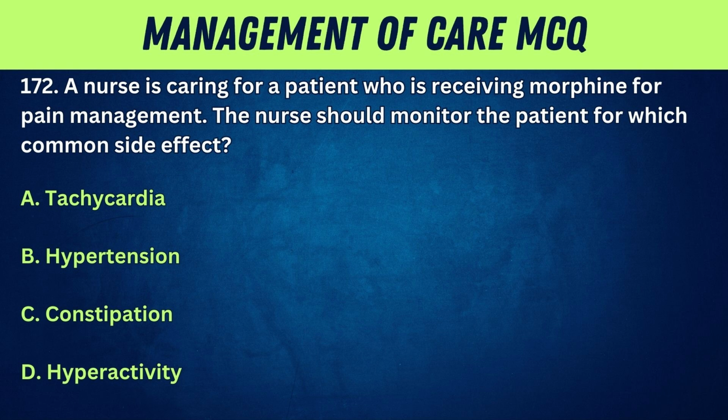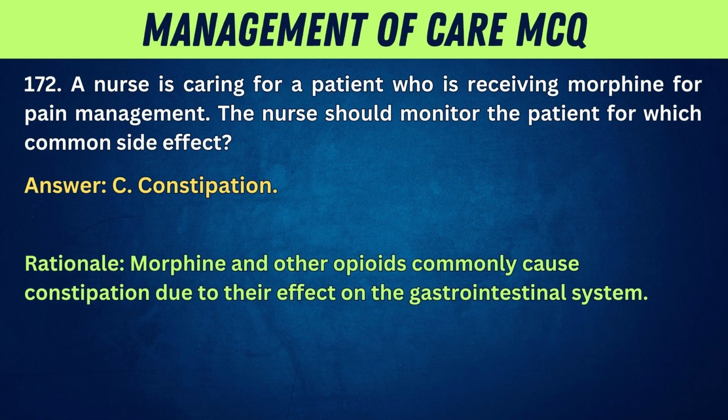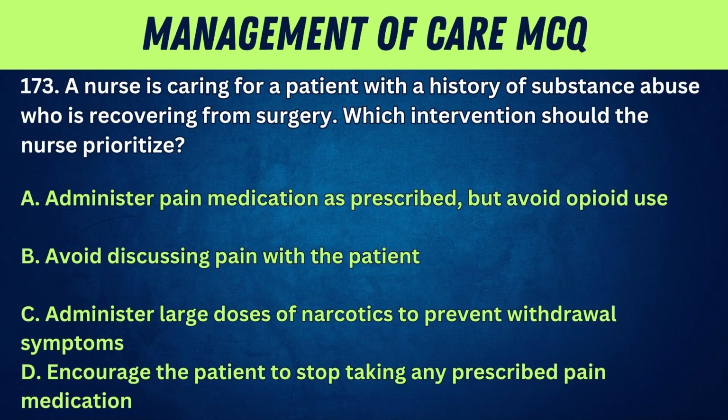172. A nurse is caring for a patient who is receiving morphine for pain management. The nurse should monitor the patient for which common side effect? A. Tachycardia. B. Hypertension. C. Constipation. D. Hyperactivity. Answer. C. Constipation. Rationale. Morphine and other opioids commonly cause constipation due to their effect on the gastrointestinal system.